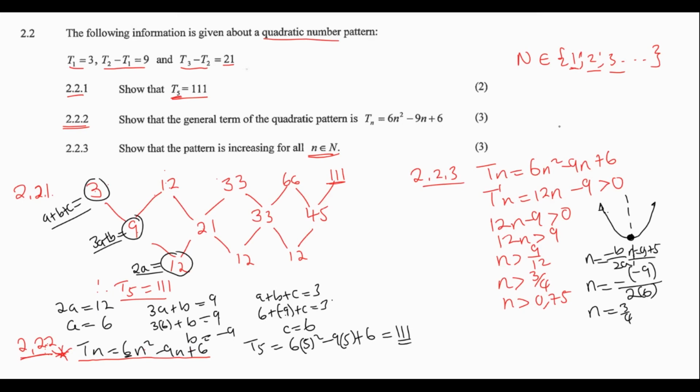But remember, n is the number of terms. It can only be a natural number. So it is increasing from where? It can only be increasing from 1 onwards. So when n is 1 or more, that's when the graph is increasing. But remember, n can never be a decimal. It can only be a natural number. So therefore, Tn is increasing for n an element of what? Natural numbers.